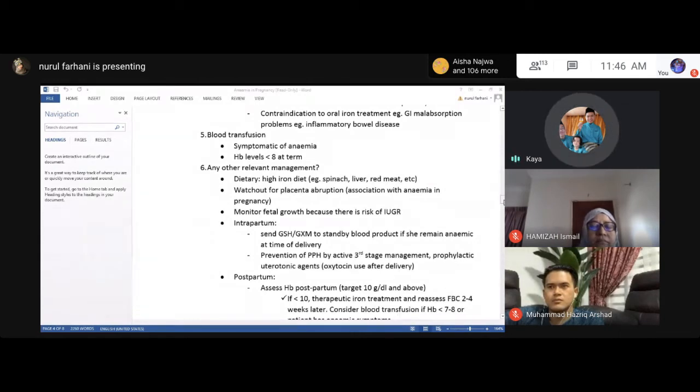Intrapartum, we need to be prepared for anemia during delivery. So we might need to prepare GSH or GXM and have blood products on standby. And we need to prevent any postpartum hemorrhage by active third stage management, meaning we give uterotonic agents, clamp the cord early, and do controlled cord traction.